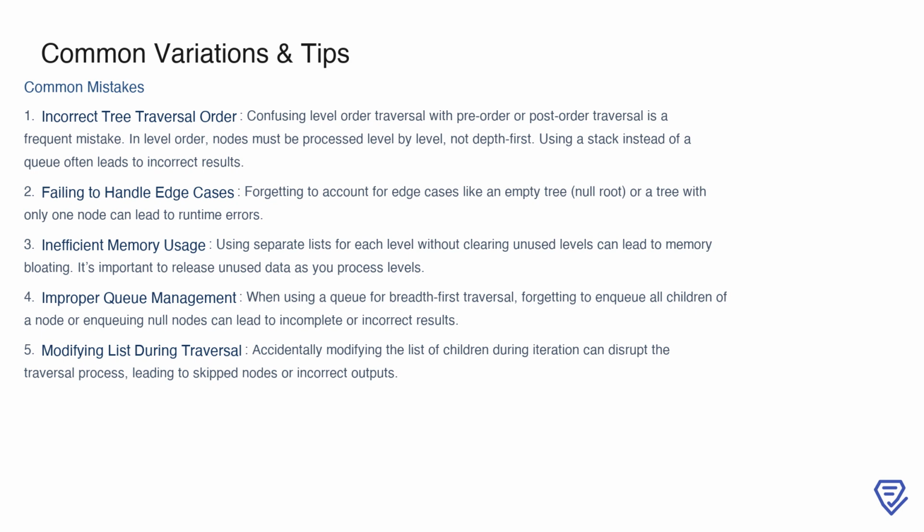Additionally, memory inefficiency can become an issue when separate lists are created for each level without clearing unused levels, leading to unnecessary memory usage. Proper queue management is also crucial. Forgetting to enqueue all children of a node or accidentally enqueuing null nodes can result in incomplete or incorrect outputs. Lastly, it's important to avoid modifying the list of children during the traversal process. Doing so can disrupt the iteration and lead to skipped nodes or unexpected results. Focus on keeping your data structures organized and your logic robust to avoid these pitfalls.